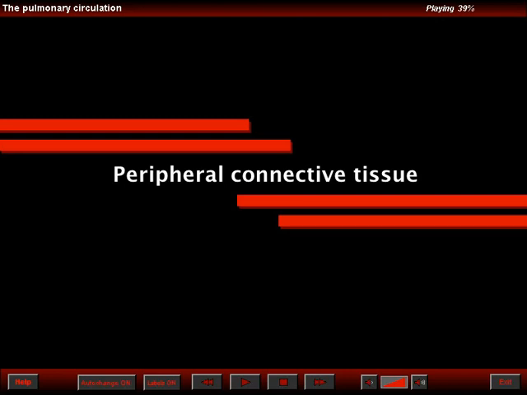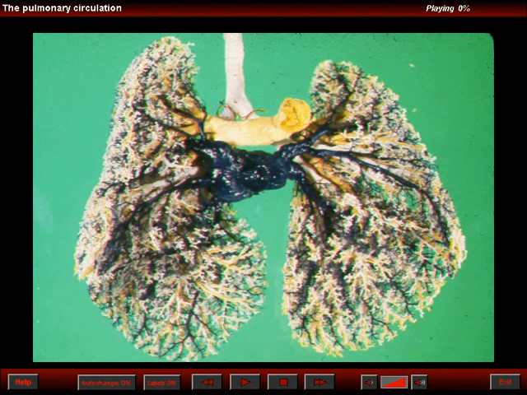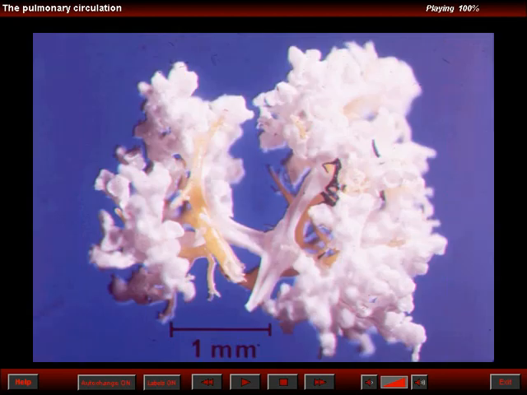We will now discuss the peripheral connective tissue. When we perform a cast corrosion study of the tracheobronchial tree and of the pulmonary vasculature, we dissolve all the connective tissue. Likewise, if we study the peripheral portion of the airway, the alveolar sacs and alveoli, we only see the inside of these structures. The walls have been digested.